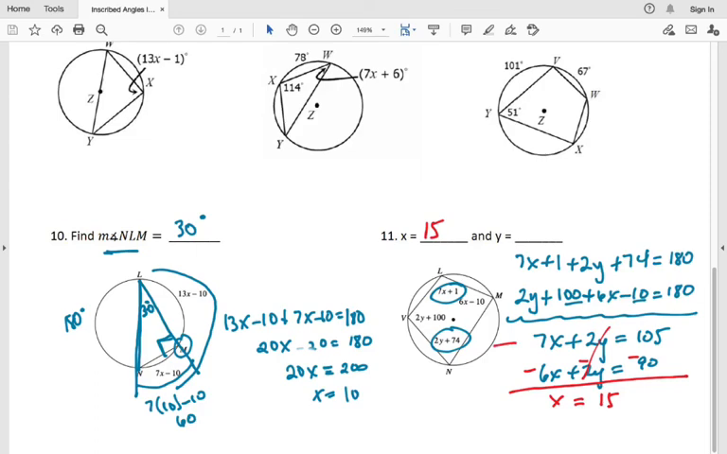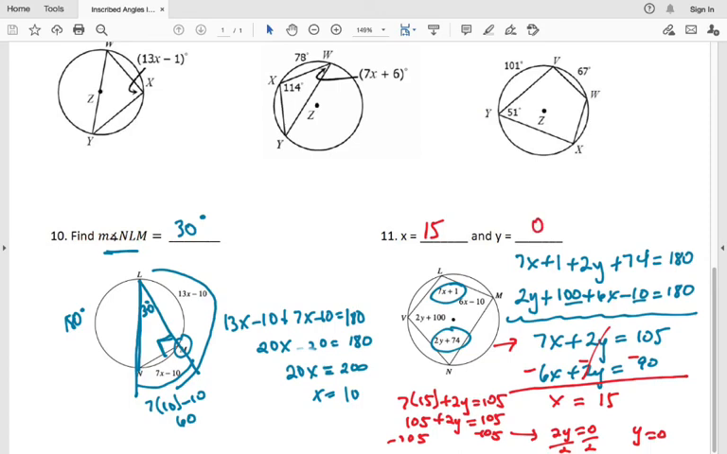I'm going to plug it back into this one. So 7 times 15 plus 2y equals 105. That gives me 105 plus 2y equals 105. When I subtract 105 from both sides, I get 2y equals 0. And then when I divide by 2, I end up with just y equals 0. Which is just fine to have y equal to 0.